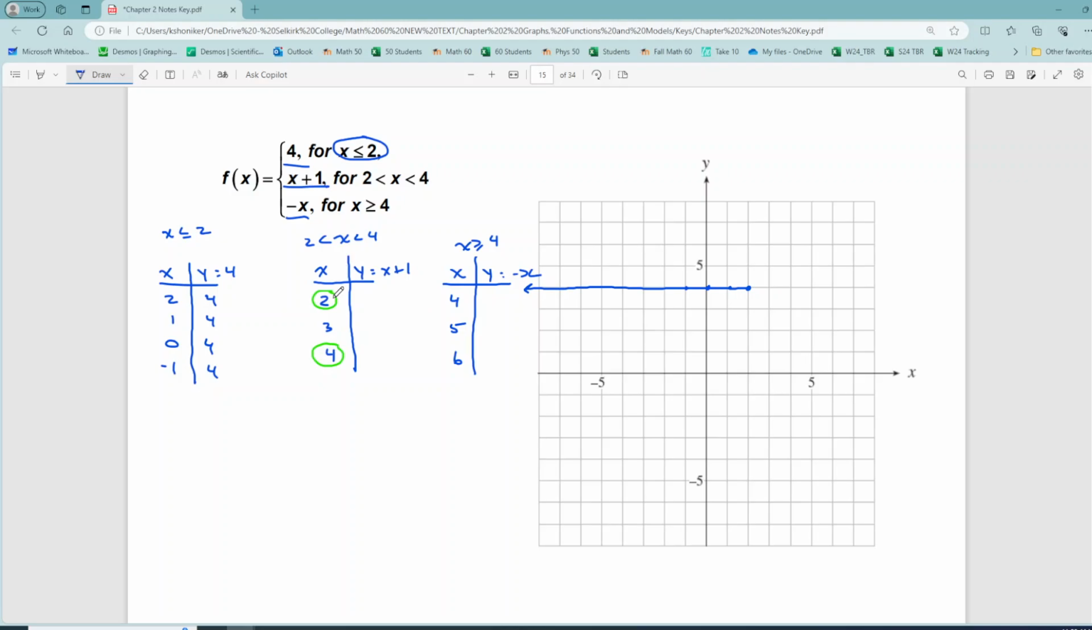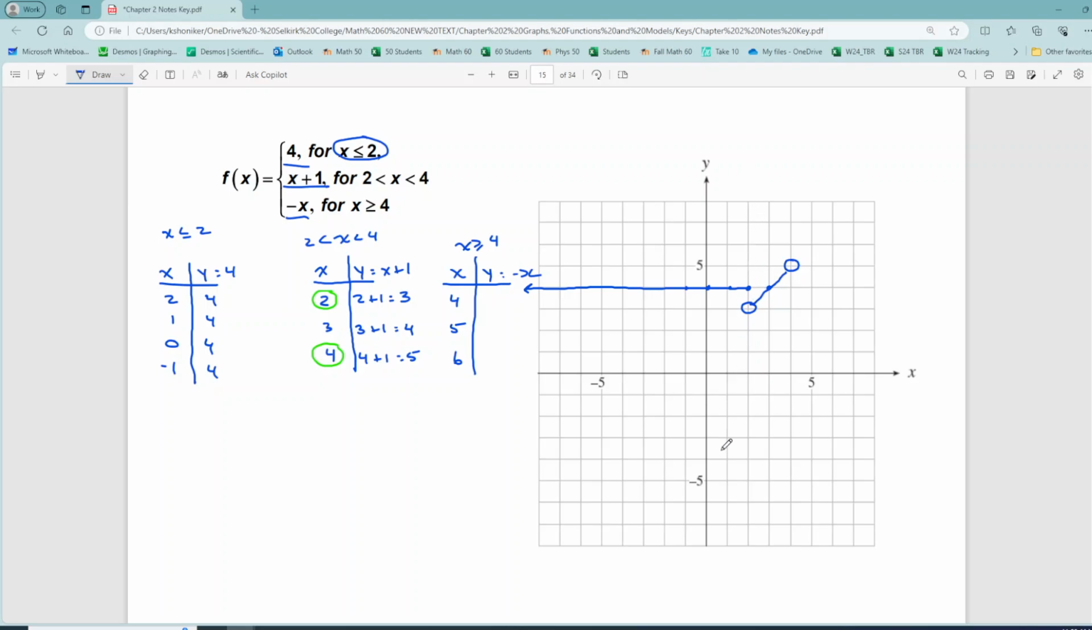For my next little piece, I'm picking the values 2, 3, and 4. So if I plug them into here, I have 2 plus 1 is 3, 3 plus 1 is 4, and 4 plus 1 is 5. So when x is 2, y is 3, but with an open circle. When x is 3, y is 4. When x is 4, y is 5 with another open circle, because again, there'll be a point on the same vertical line as that.